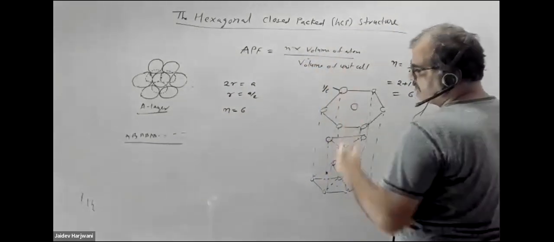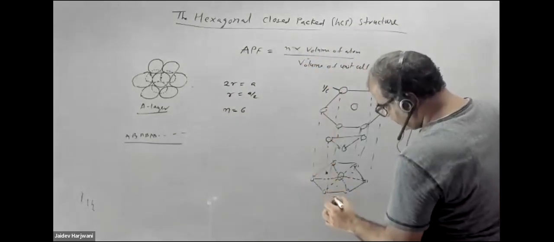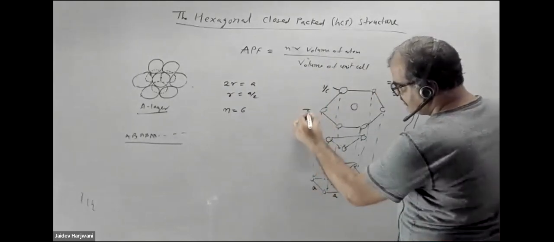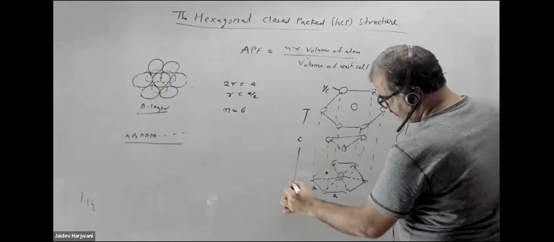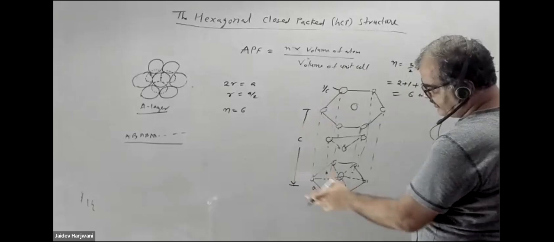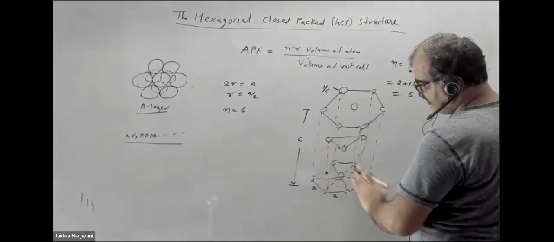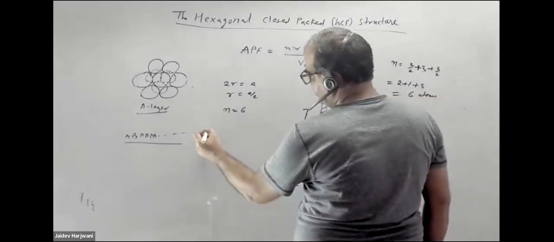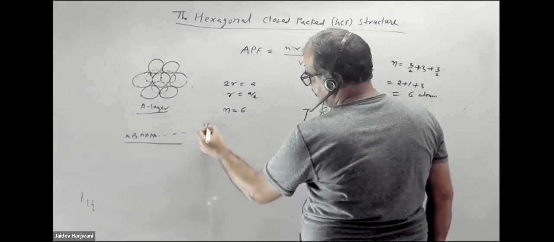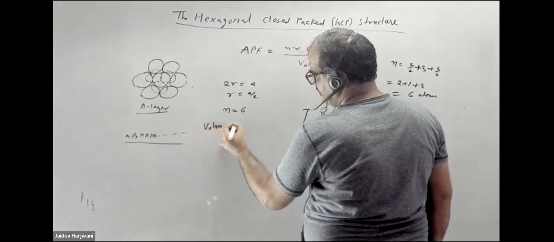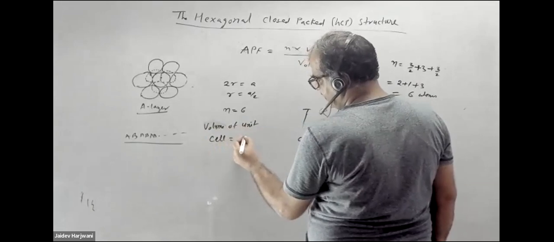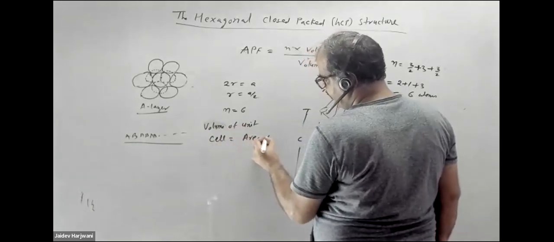Okay, now the volume of the unit cell. Say this is the lattice parameter A, and this is also A, and this total is C. In order to calculate the volume of this unit cell, I need to calculate the area of this base. So the volume of the unit cell is equal to area into height.